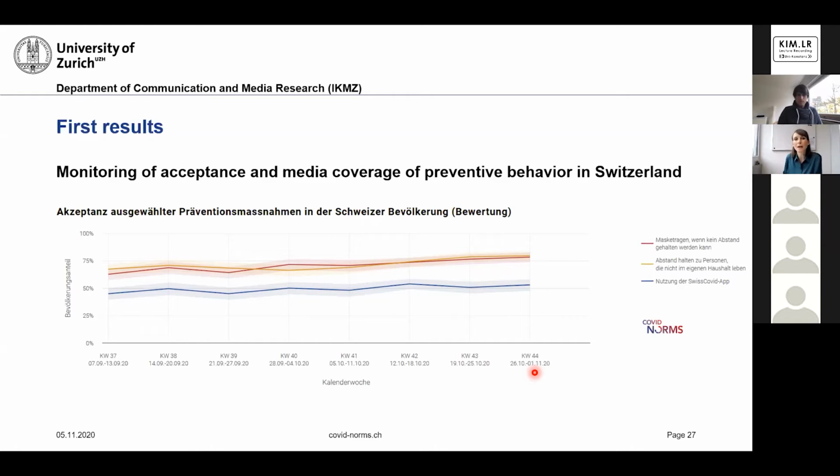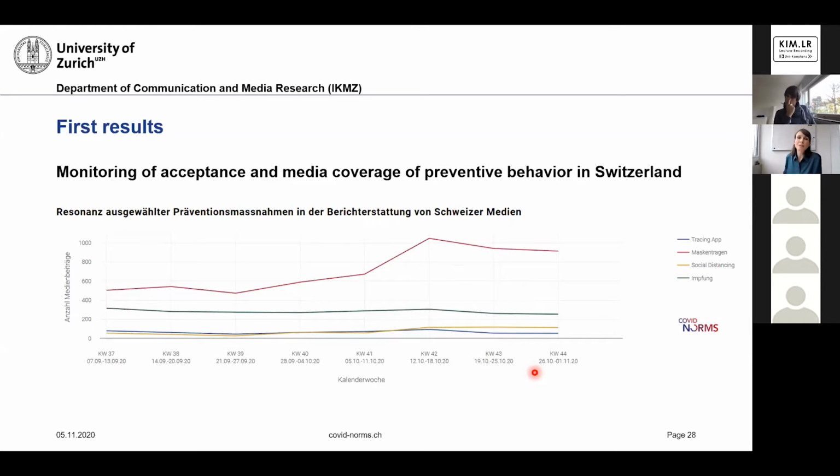In parallel to these results of our survey, we also have figures on the first results of our content analysis, and these are displayed here. Here you can see again the amount of media coverage with regard to different health preventive behaviors, like the tracing app, wearing a face mask, social distancing, and also vaccination. And again, here you can see, especially with regard to wearing a face mask, that there's a little increase. So these are the first presentations of our results.